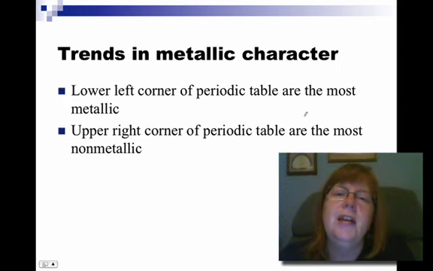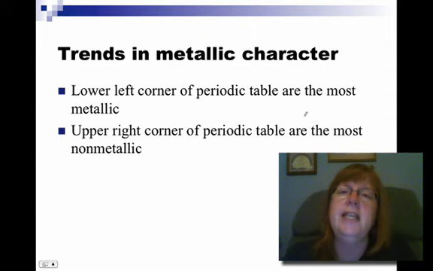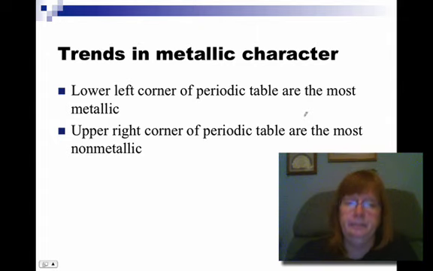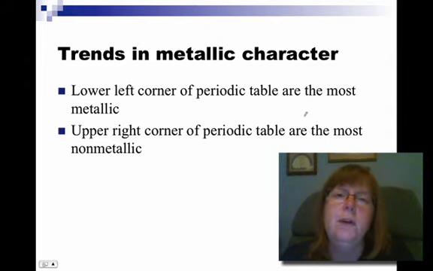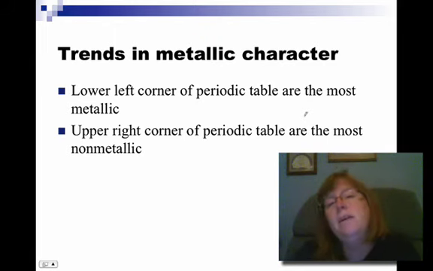And finally, the last trend is in metallic character, and we know that the metals are on the left side of the periodic table. So the left side of the periodic table are metals, the right are nonmetals, and so the metallic character is going to decrease as we go from left to right across a period. But as you go down the periodic table, the metallic character increases. And so the lower left corner of the periodic table is where you would find the most metallic elements. The upper right-hand corner of the periodic table is where you would find elements with the most non-metallic characteristics.